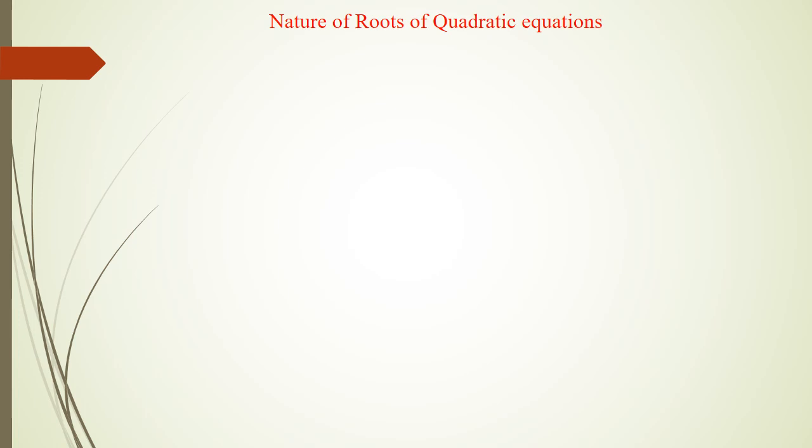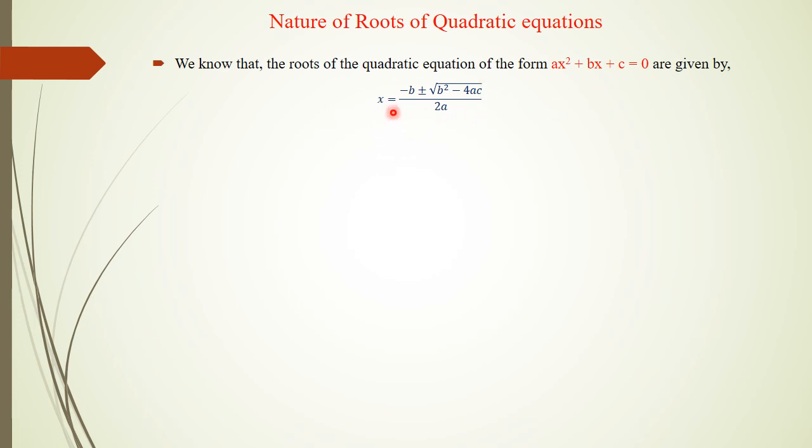Coming to the last subtopic of our video, that is nothing but nature of roots of quadratic equations. Let us understand the meaning of this. We know that roots of the quadratic equation of the form ax square plus bx plus c is equal to 0 are given by this formula, that is x equal to minus b plus or minus square root of b square minus 4ac divided by 2a. Now, considering this formula, our roots will depend on this b square minus 4ac term. These terms are nothing but coefficients of x square, x and constant terms. This formula is made up of those coefficients.